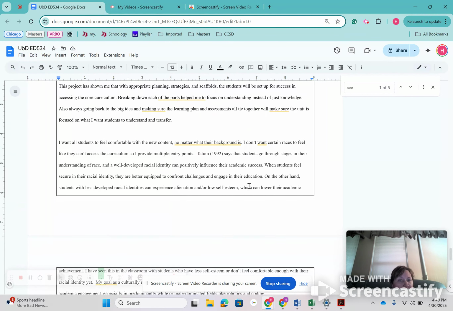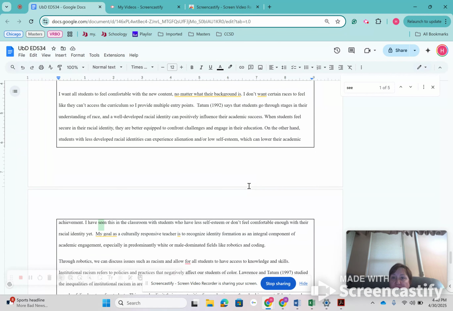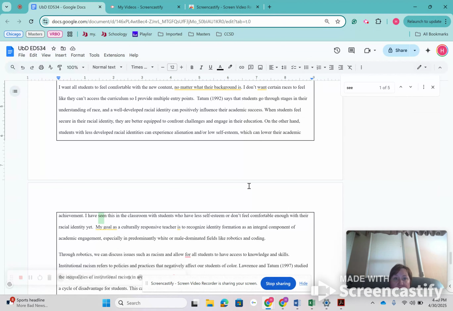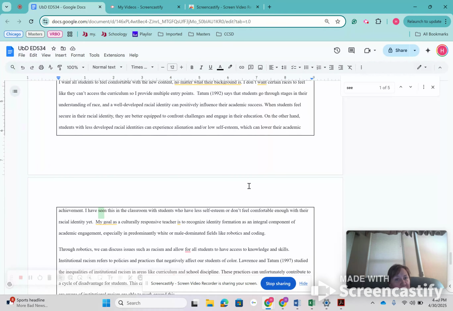Really thinking about the big idea. And I want students to be able to be comfortable with new content no matter where they come from, no matter what race they are. And I want them to feel that they can do that. So Tatum talks about the stages of race that they go through, or understanding their race identity. And so I feel like they need to feel secure with that and that it's something they can talk about in the classroom, as well as they could show it through their robotics as well.